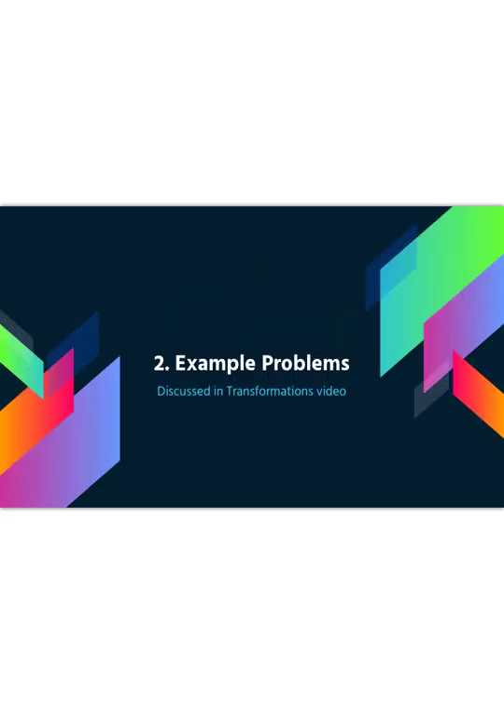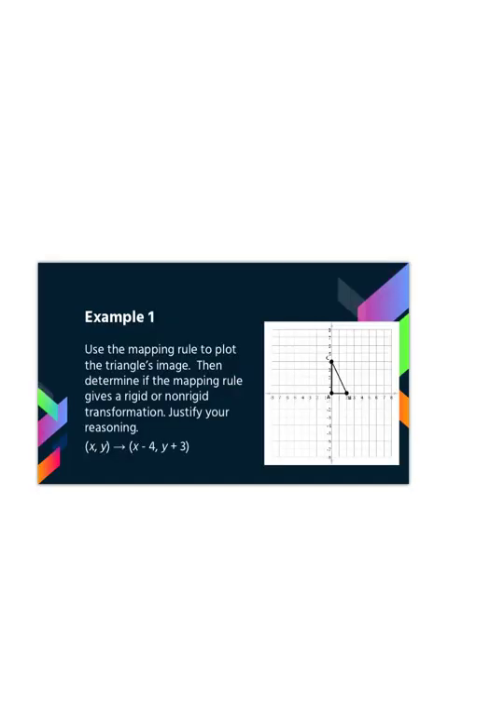Now we will try a few example problems. Example 1 tells us to use the mapping rule that's given to plot the triangle's image. And then we have to figure out if the mapping rule is giving us a rigid or non-rigid transformation and explain why. So notice that the mapping rule is this statement right here.